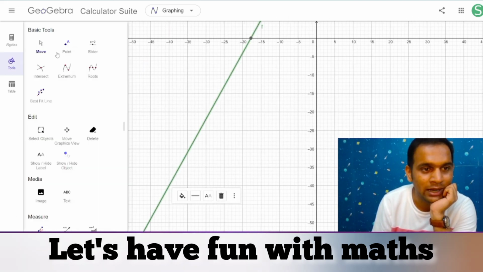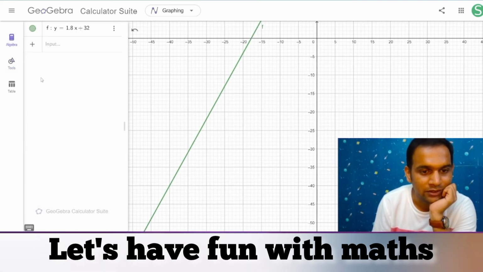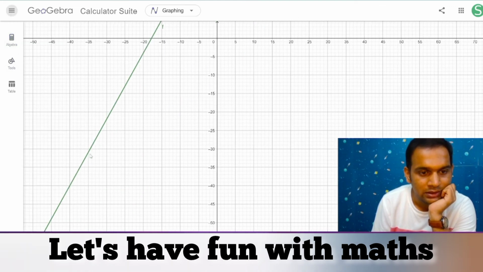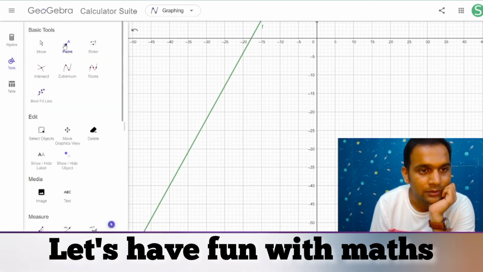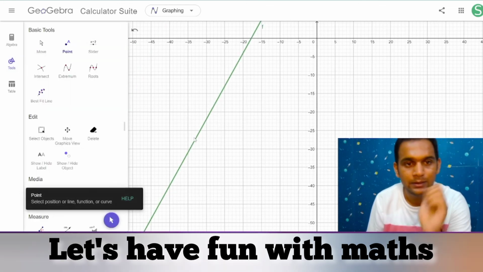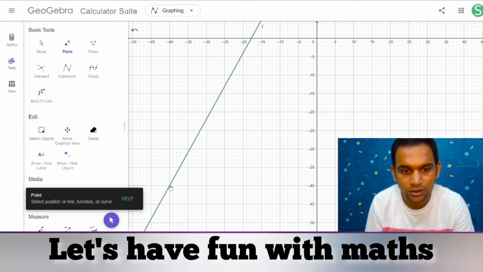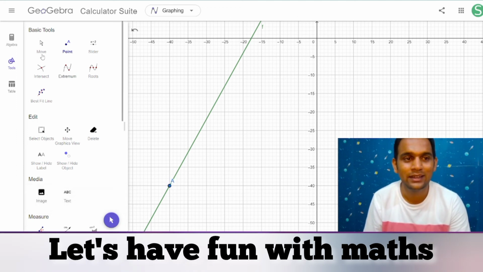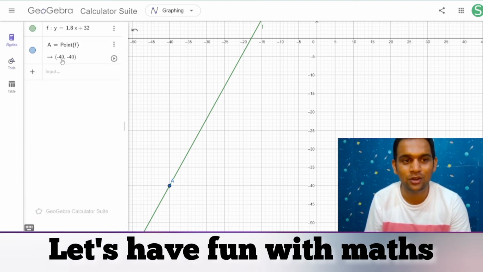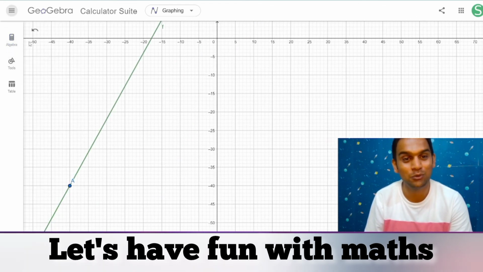I will mark this point, just give me a moment. Minus 40... wait, what is the point? Minus 40 comma minus 40. Yes, as you can see, this is a point on the graph. That means this point is on the graph, and the values of x and y are equal. So that is what we calculated.